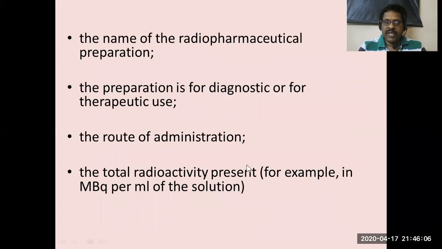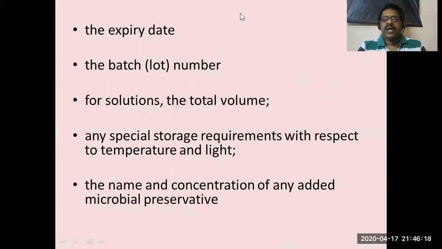And which route it should be administered should be mentioned. The total radioactivity present, for example, in megabecquerel per ml of the solution, should be mentioned on the label. The label should also contain the expiry date, batch number, the total volume of the solution, and any special storage requirements with respect to temperature and light if anything is required. The name and concentration of any added microbial preservatives will all be mentioned on the label.